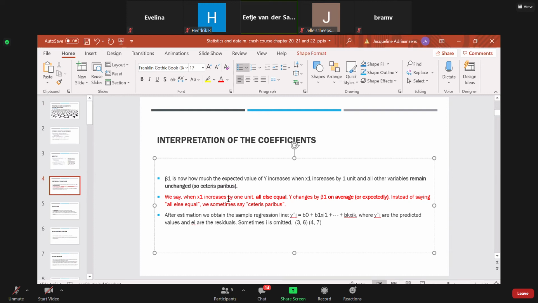The interpretation of the coefficients is the same. Only you must say all else equal, because now you have more coefficients. With the simple regression, you only had the beta 0 and the beta 1, and the beta 0 was constant. So actually you had only one real coefficient, I would say. And now you have more. So it's only right if the rest stays the same.